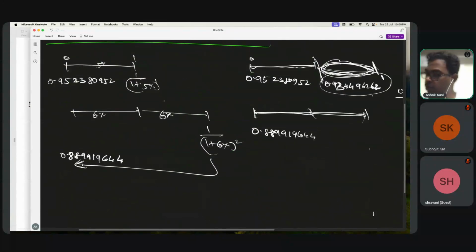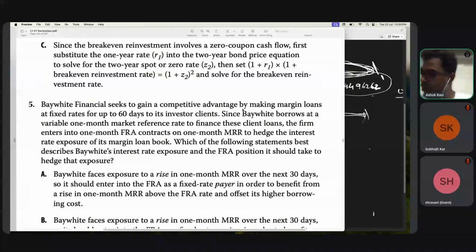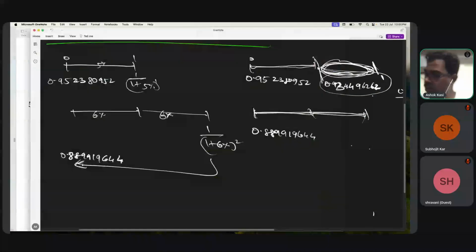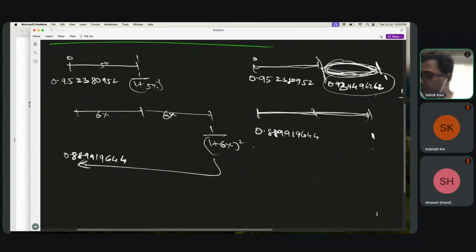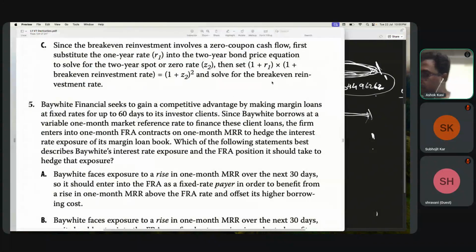here if I want to use interest rates, how can I use interest rates? Let's say this is 1. How did I get this one? I took the interest rate, right? 6 percentage. But that is not mentioned here.